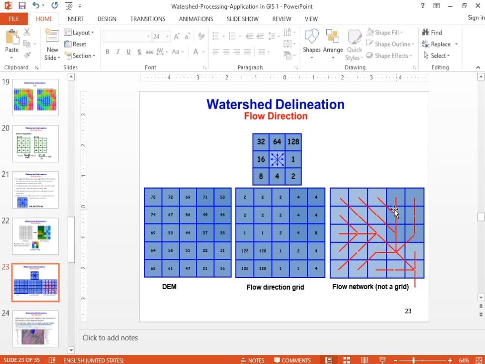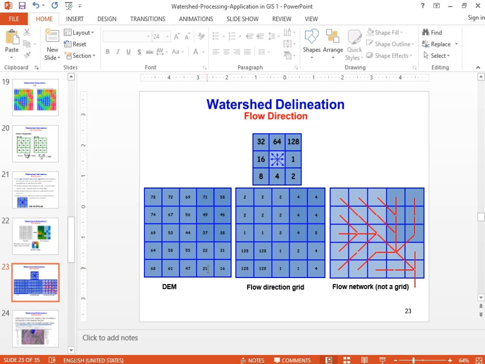So this plot is created by determining the slope, or you can determine the slope between the points. For instance, between this and this.